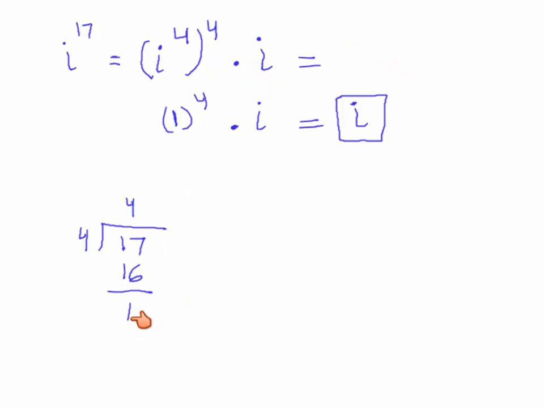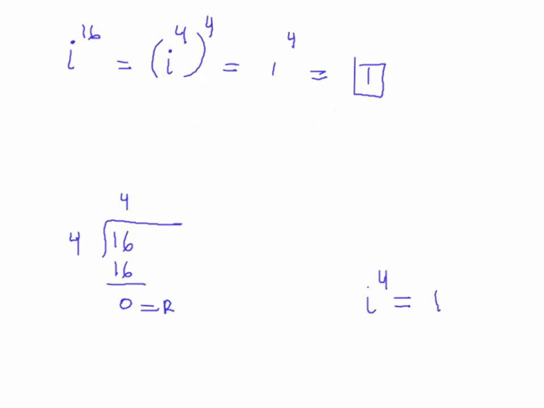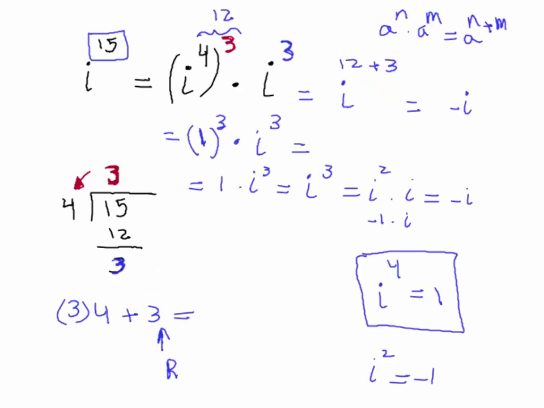If the remainder turns out to be equal to 1, this whole thing would be equal to i. If the remainder turns out to be 0, there's no remainder there, so it would be 1 to the power of 4, which is equal to 1. And if I had i to the power of 15, in this case I get 3 times 4, and the remainder is 3. The whole thing would be equal to i to the power of 3, which is equal to -i.